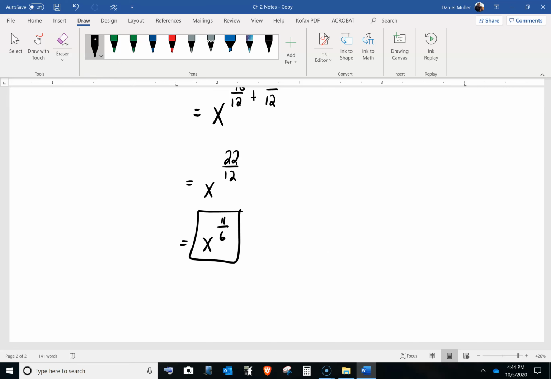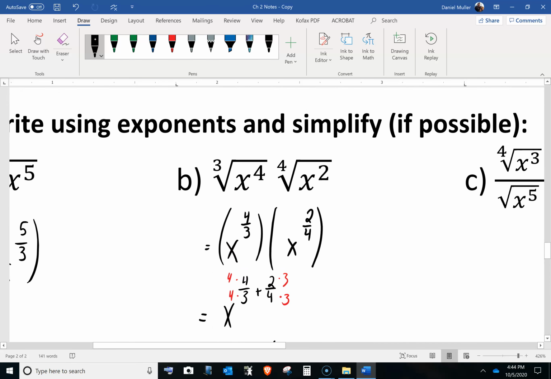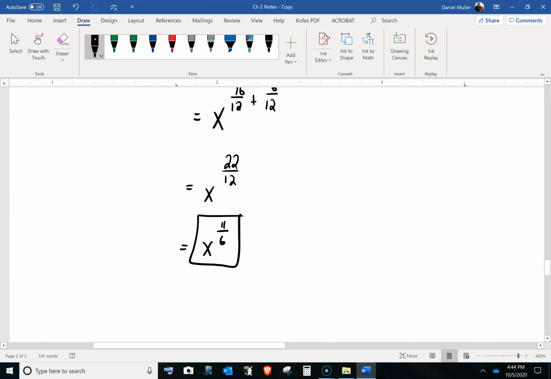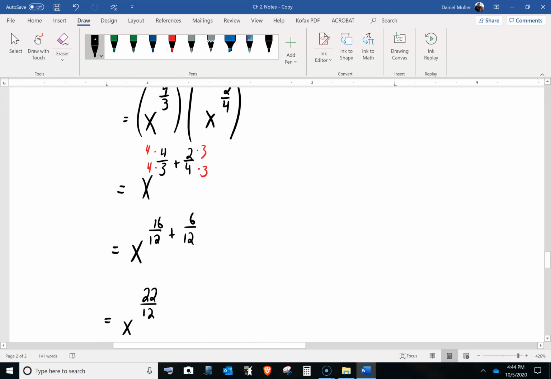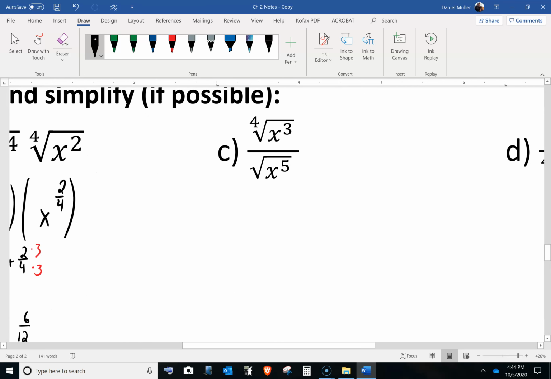So we took two radicals. Both of them had different denominators, 3 and 4, and we've merged them together with a denominator of 12, which actually was reduced to 6. So let's keep going here.